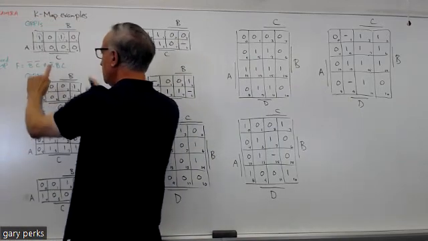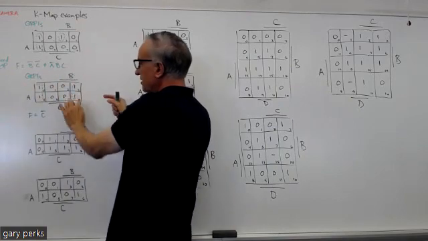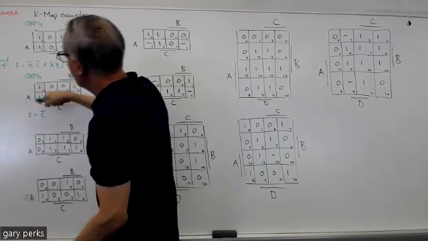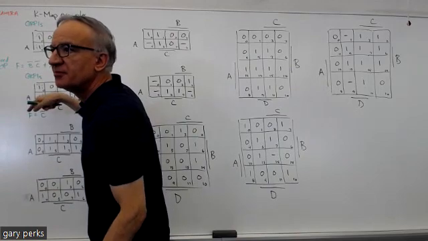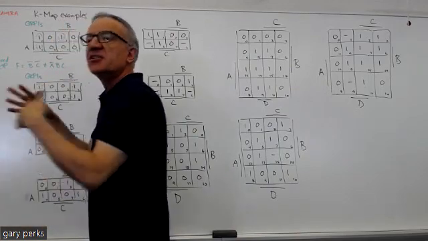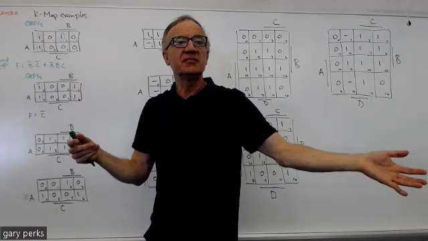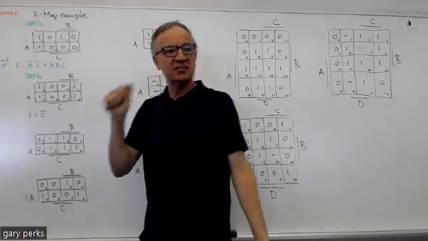See, A is changing, B is changing, right? Because these ones over here are in the B column, these ones over here are in the not B column. Right, so that's why the B falls out. See, whatever's not common falls out. What remains is what's common.